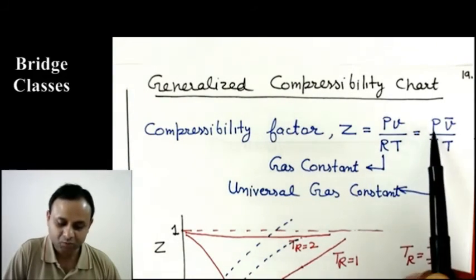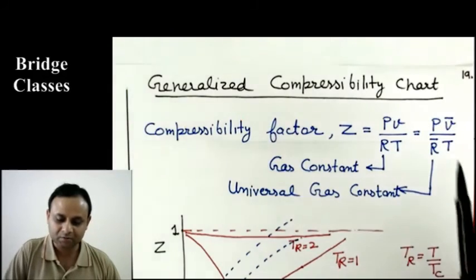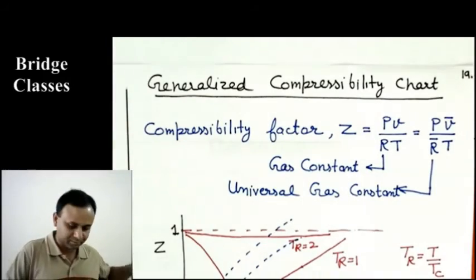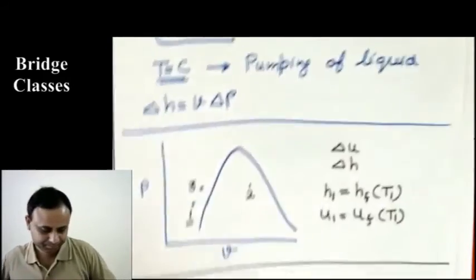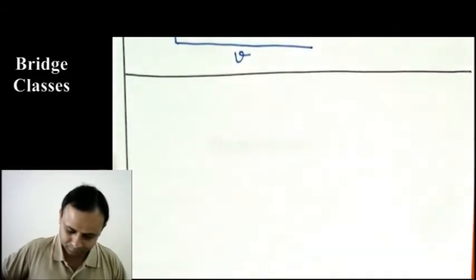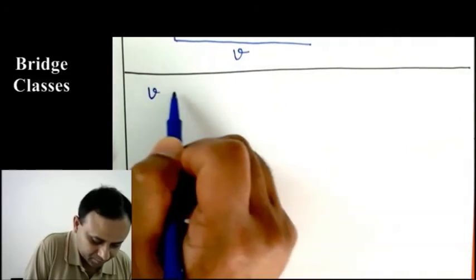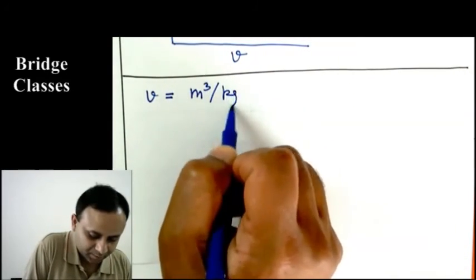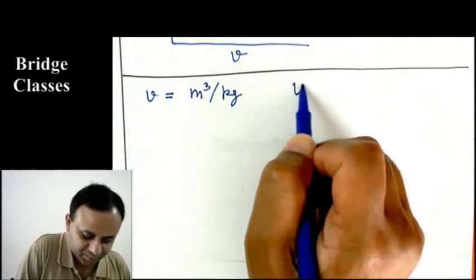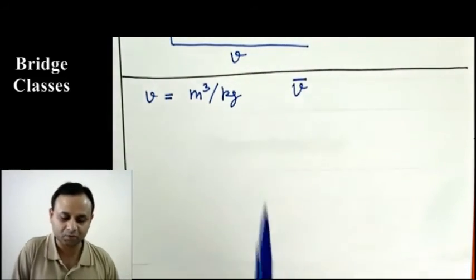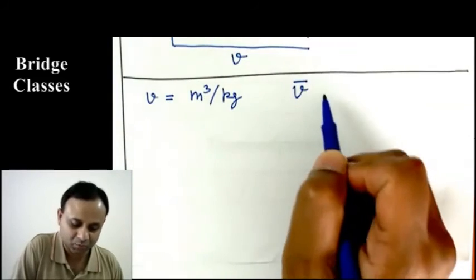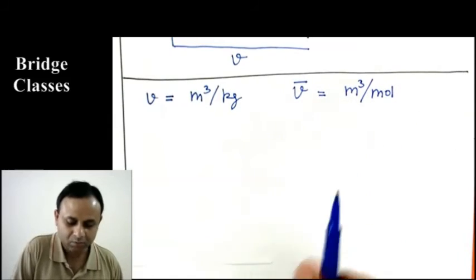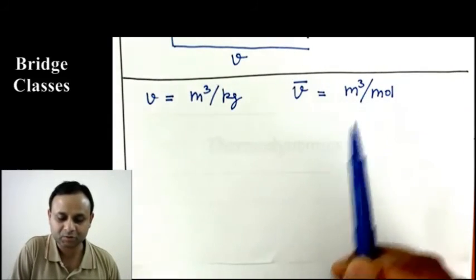Or this is also equal to P V bar over R bar T. So whenever I put a bar, it means it is per mole. Let me clarify that. See this V, this is specific volume, its units are cubic meter per kilogram. This V bar is also specific volume, but instead of per kilogram, it is per mole. So its units are cubic meter per mole, or could be cubic meter per kilomole. So it is on a molar basis.